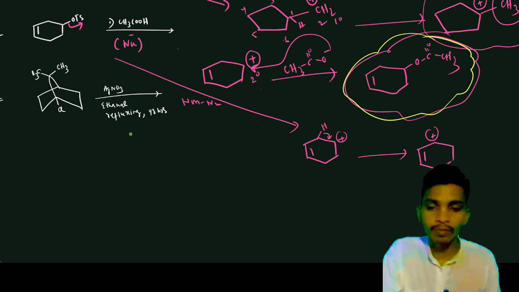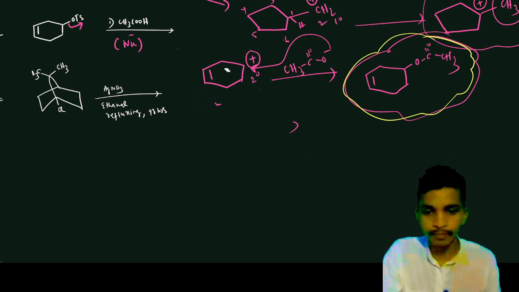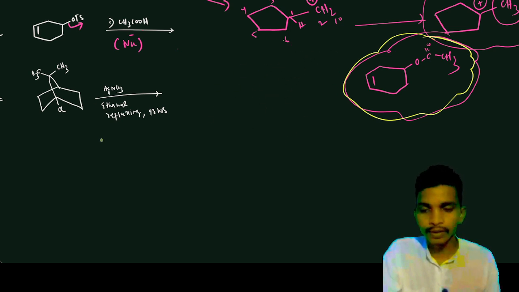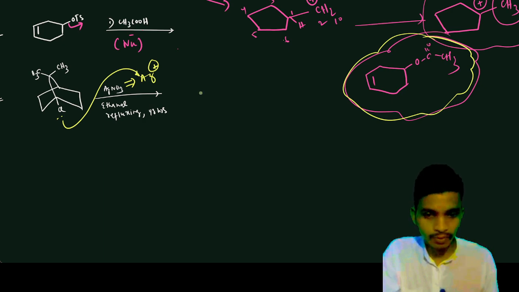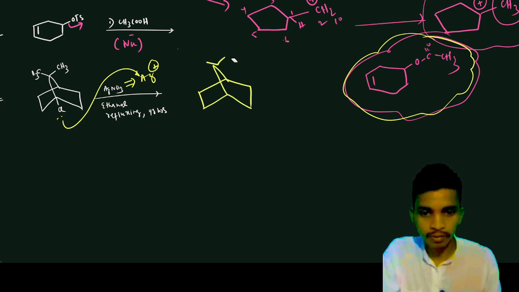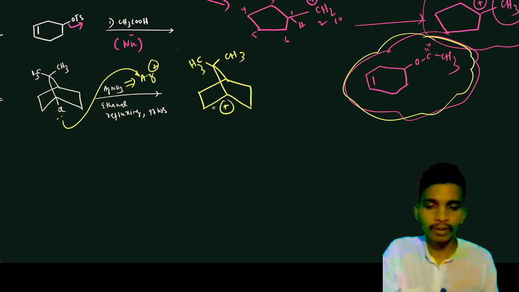Okay, now moving to the next question. In this question, see that here if it is AgNO3, it means that this is Ag plus, and here the group is going to shift. So actually it should happen like this. It should happen like this, but this will not happen.